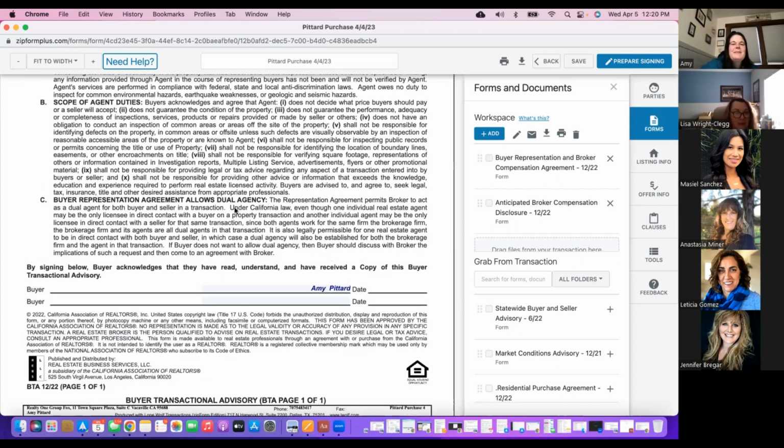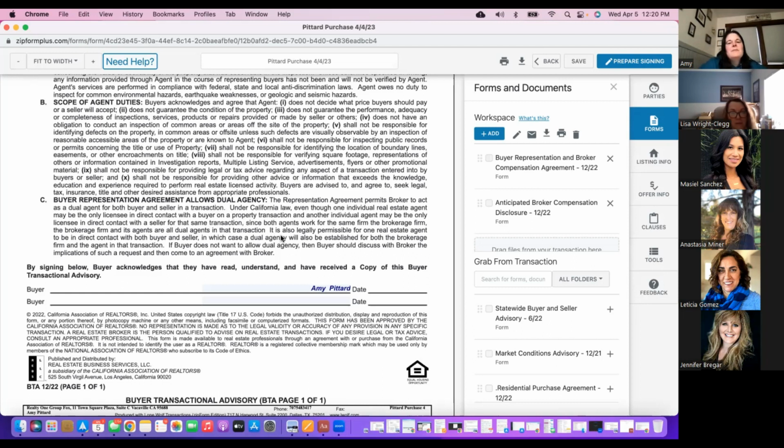Buyer representation agreement allows dual agency. This representation agreement permits broker to act as a dual agent for both buyer and seller in a transaction. Under California law, one individual real estate agent may be the only licensee in direct contact with the buyer on a property transaction, and another individual agent may be the only licensee in direct contact with the seller for that same transaction. Since both agents work for the same firm, the brokerage firm and its agents are all dual agents in that transaction.